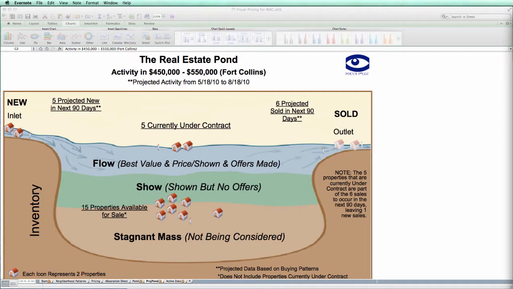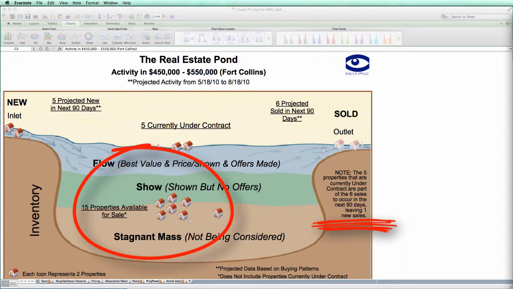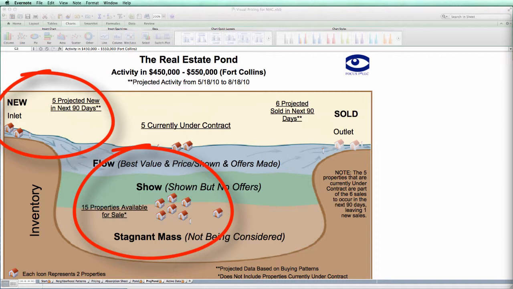The projected sales for the upcoming 3 months is that 6 properties will be sold. However, since 5 properties are already under contract, they will be part of those sold, so that leaves 1 left yet to be sold. If you look at the number that are currently for sale, which is 15, along with that, there's a projection that another 5 properties will be coming on the market within the next 3 months. So for this customer, if they plan to sell within the next 3 months, they will need to be the best property out of 15 and potentially 20 properties that are currently on the market.